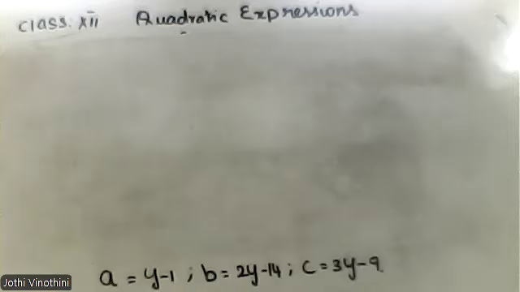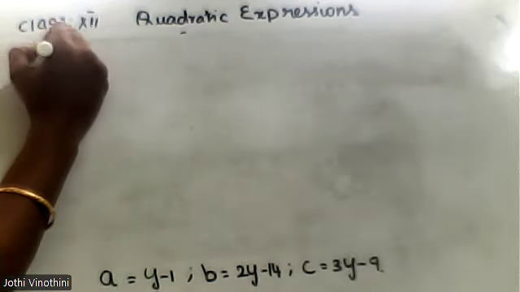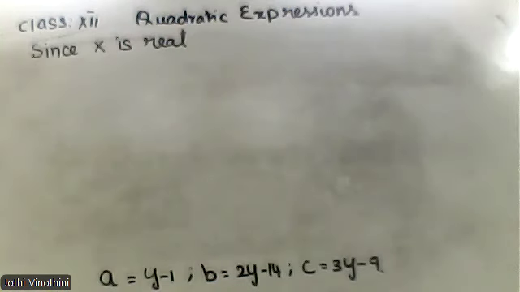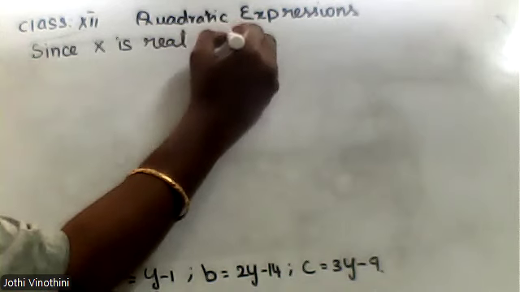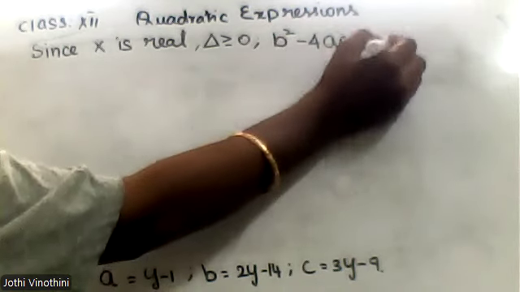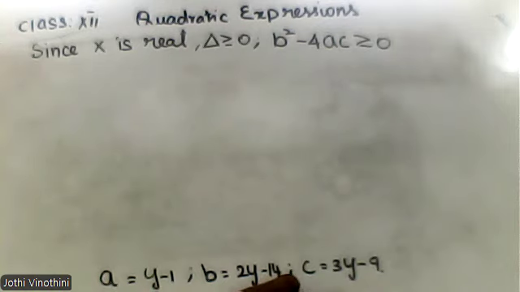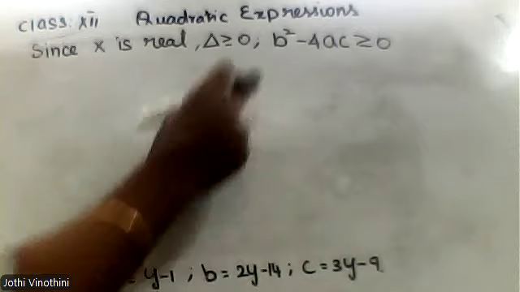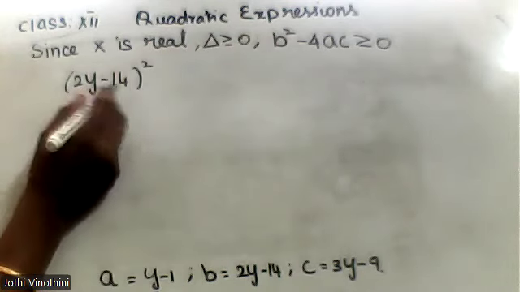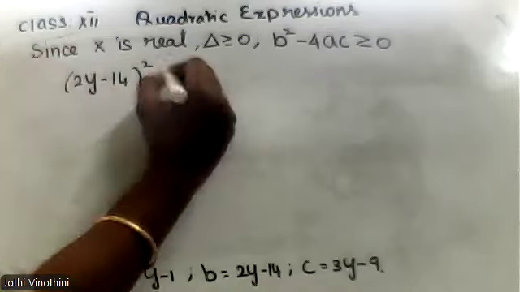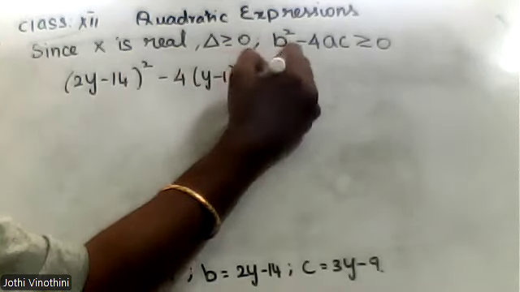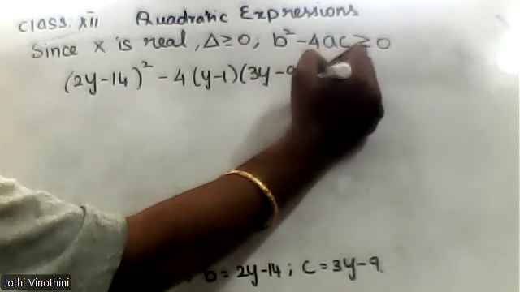Since in the given question itself x is real, I am writing: since x is real, del must be greater than or equal to 0. So b squared minus 4ac will also be greater than or equal to 0. Shall we substitute the a, b, c values in this equation? In place of b, we write 2y minus 14, the whole square, minus 4 times a, which is y minus 1, and c, which is 3y minus 9, greater than or equal to 0.